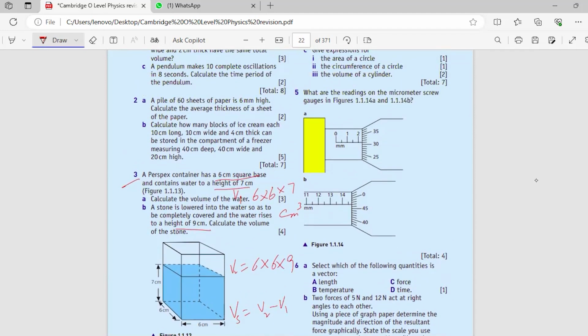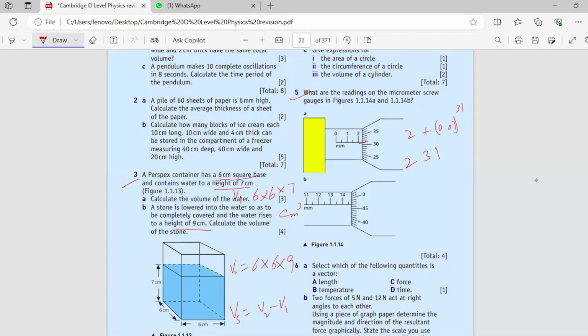Now for question 5, the reading: the main scale reading is 2 plus least count 0.01 into the vernier scale reading. The line that coincides is the 31. Hence, the answer is 2.31.